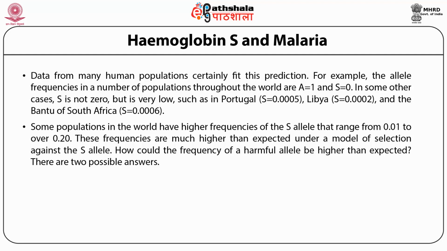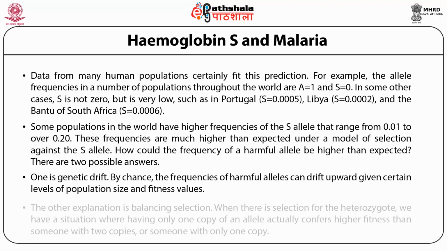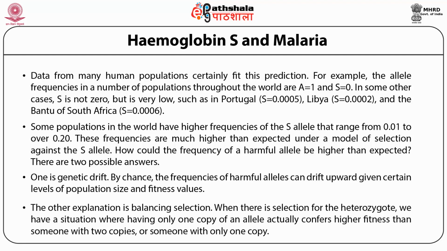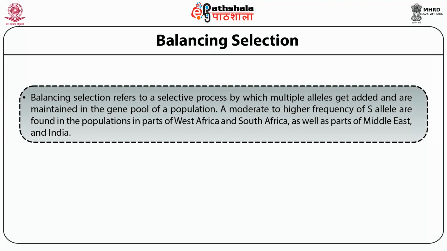There are two possible answers to this situation. One is drift, which means that by chance the frequency of the harmful allele has drifted upward. The other explanation is balancing selection, when the heterozygote, as we see in this situation, confers higher fitness than the two other genotypes. Balancing selection refers to a selective process by which multiple alleles are maintained in the gene pool of a population.